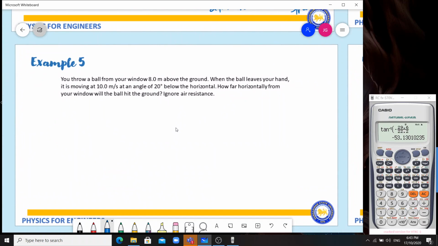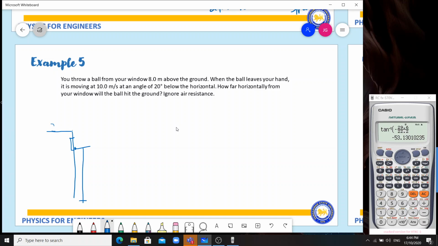Yan. You throw a ball from your window 8 meters above the ground. Okay. When the ball leaves your hand, it is moving at 10 meters per second at an angle of 20 degrees below the horizontal. How far horizontally from your window will the ball hit the ground? Ignore air resistance. So, halimbawa, 8 meters above the ground. So, nasa building ka. Okay. Let's say, nandito ka. Ito yung window mo.